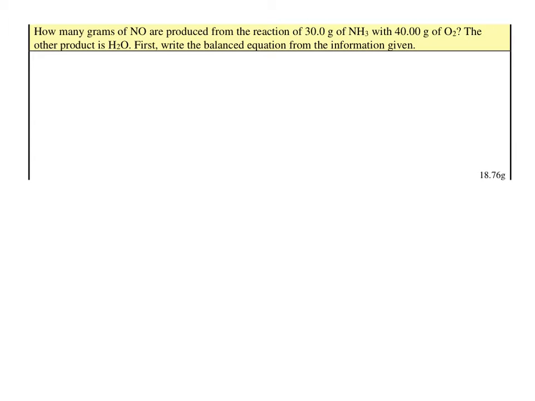We can see that this is a limiting reagent problem because we're given amounts of two different reagents. In this problem, we have to create the balanced chemical equation from the description. From the question context, we can see that ammonia and oxygen are the reagents, and the products are NO and water.